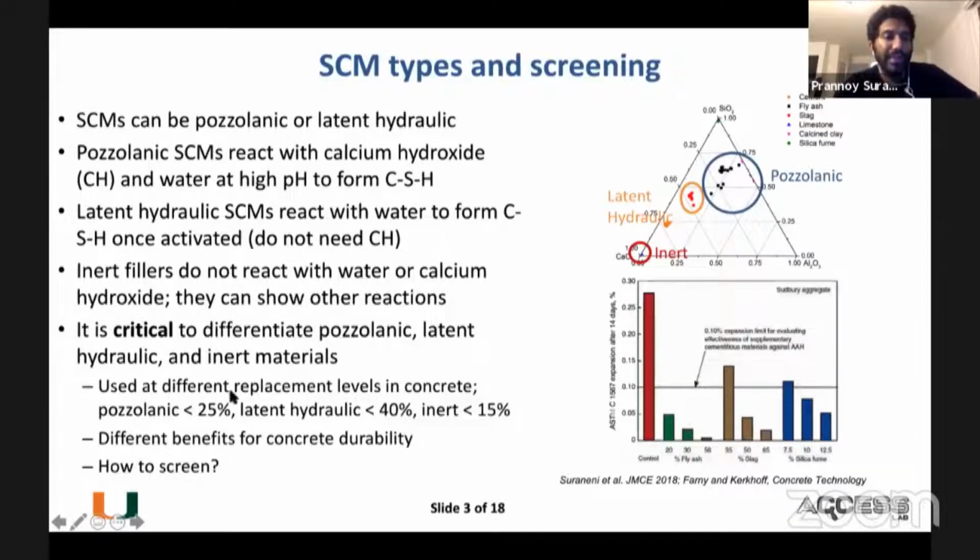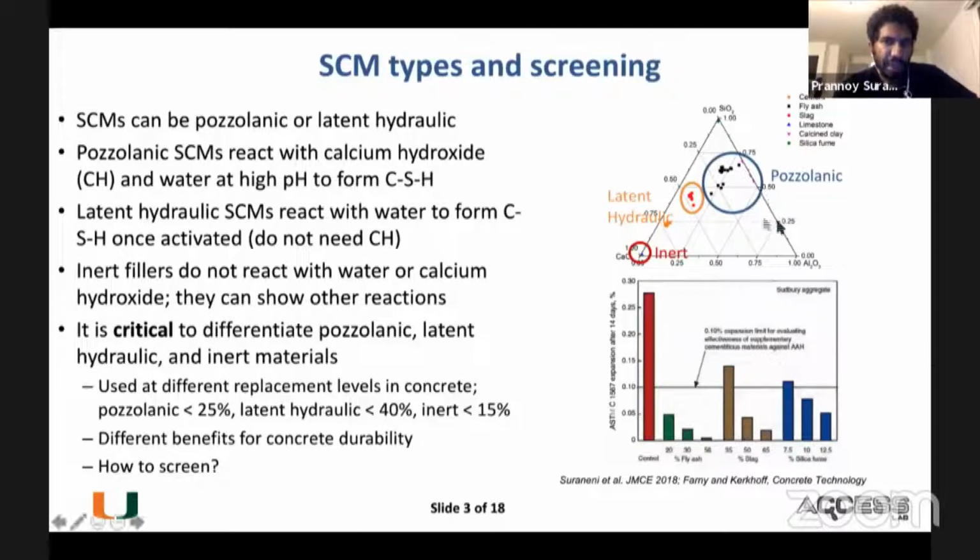And also, these different materials have very different benefits for concrete durability. I won't get into the details for this graph, but basically it shows that when you have alkali activated reaction, different amount of fly ash versus different amount of slag is beneficial. So then the question is, when you're given an unknown powder, how do you say this is pozzolanic, this is latent hydraulic, or it's inert? Can we just look at the chemical composition of that SCM and make that distinction?